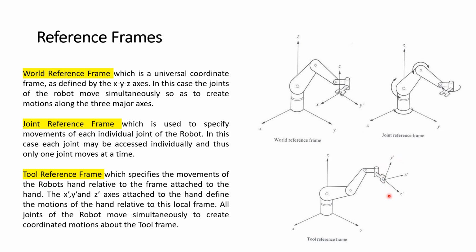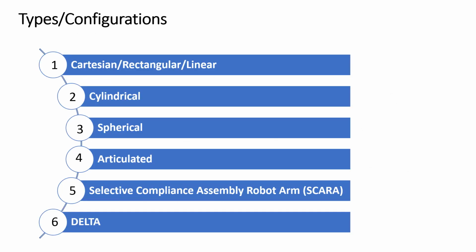So how it moves with respect to the main coordinates, because these coordinates are very important when you want to program something. So that's why these references are important. So this is called the tool reference frame. You can see x dash, y dash, and z dash, which is attached to the hand, and defines the motions of the hand related to the local frame. So these are some basic terminologies. What are the joints? What are the links? Then what are the different motions in between the links? So why are those important?